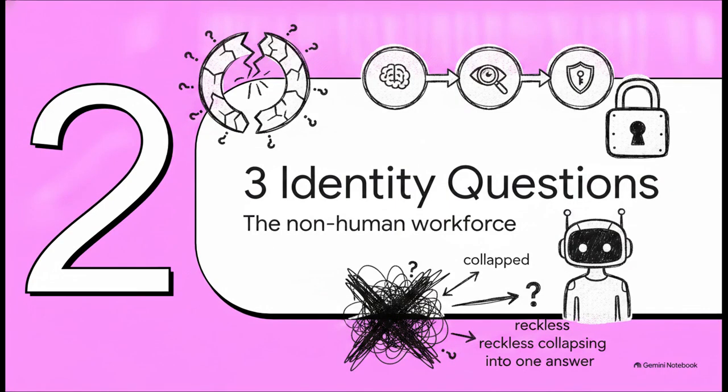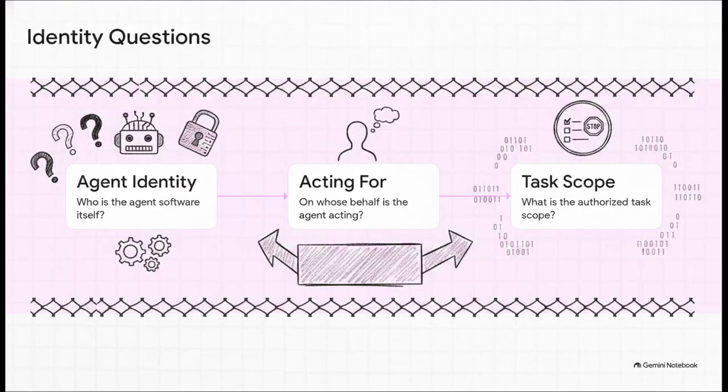Moving on to section 2, 3 questions of identity. Breaking down the non-human workforce. Since they clearly don't fit the old model, we have to entirely rethink how we identify them. Right now, most deployments recklessly collapse agent identity into just one single answer. Instead, I want you to frame these 3 questions as a mandatory, non-negotiable checklist for complete identity verification context. We actually need to know: who is the agent software? On whose behalf is it acting? And what is the strictly authorized task scope? Let's break each of those down.